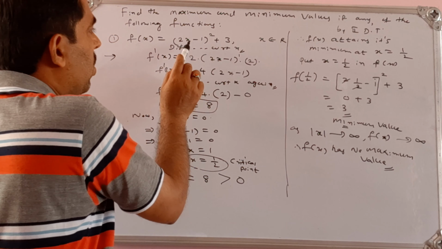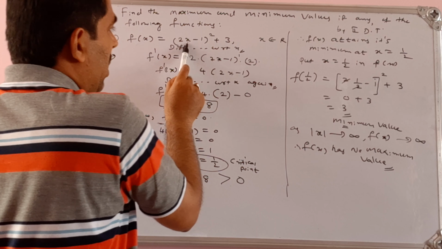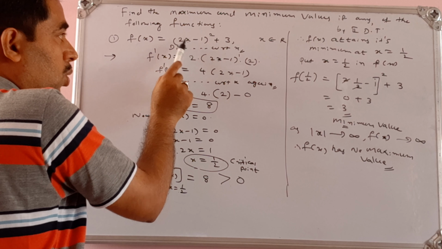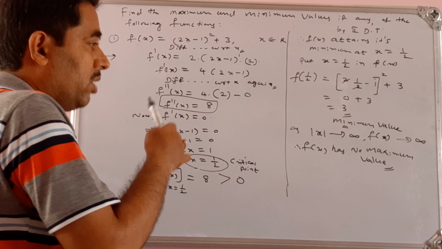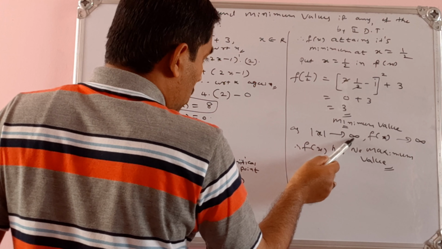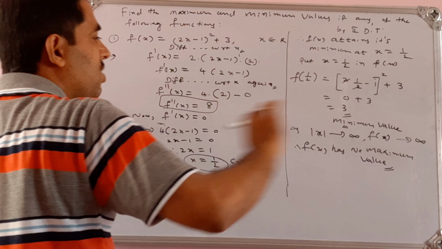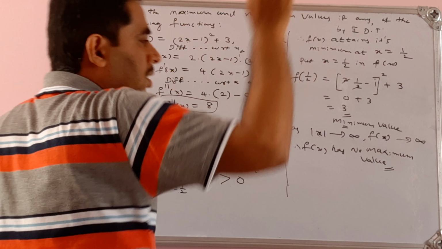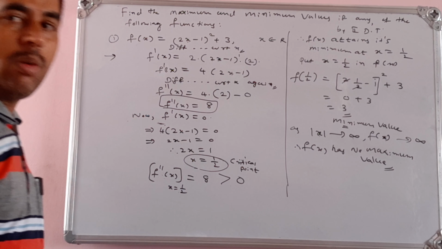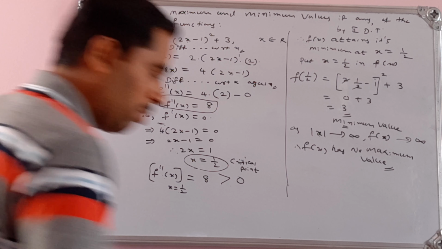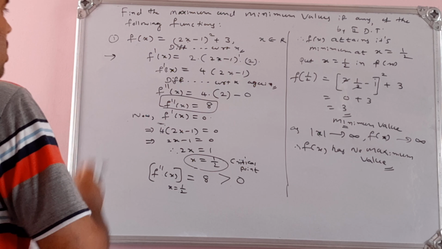See, if I give x is equal to 1, I will get 3. If I give x is equal to 2, 4 minus 3 square 9, 9 plus 3 is 12. So as mod x tends to infinity, this function takes larger and larger values. That means the function has no maximum value. So this is the first example. Let us consider another example of this kind.